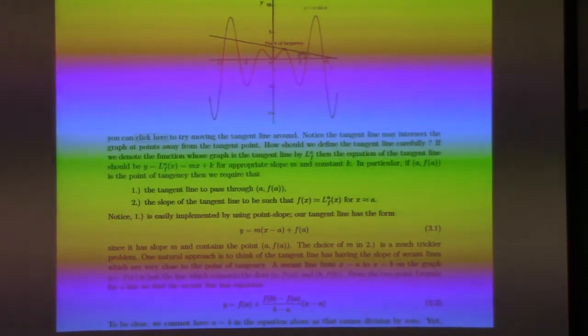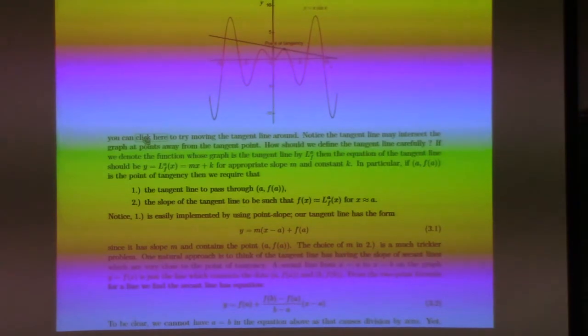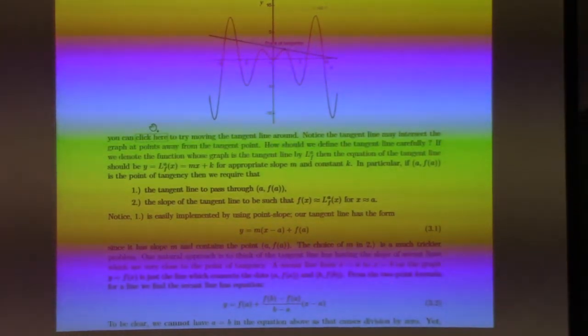Here's the picture I drew second in class. Again, there's a link here. If you click on that and you had an actual working browser, you could get in there and move the point around and see how the tangent line changes.